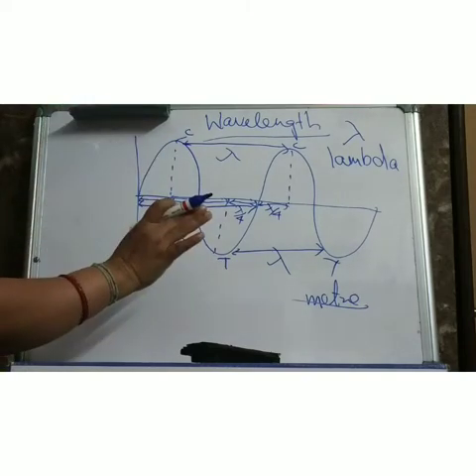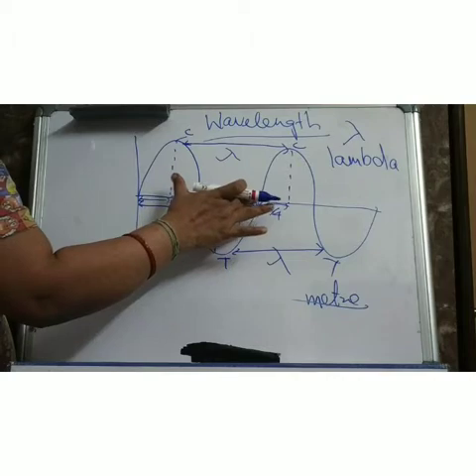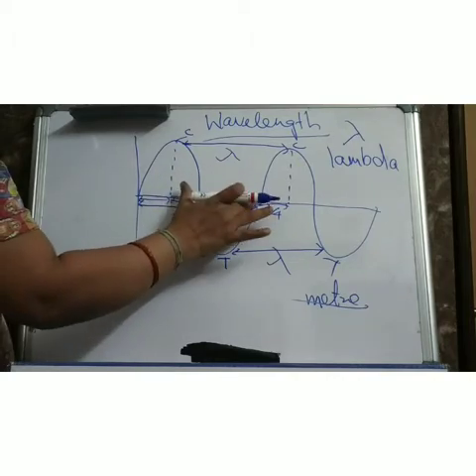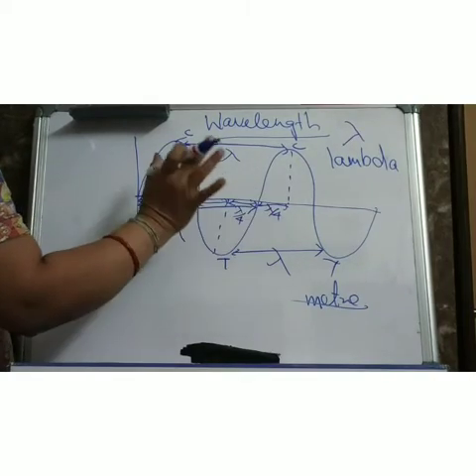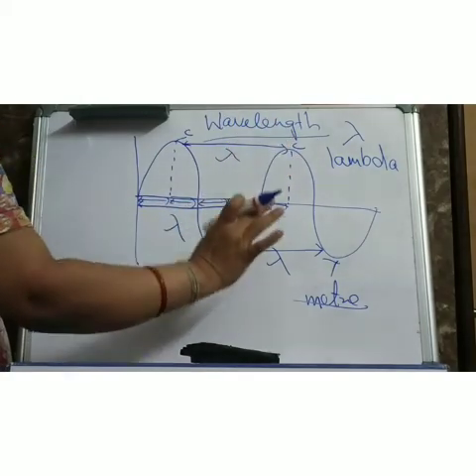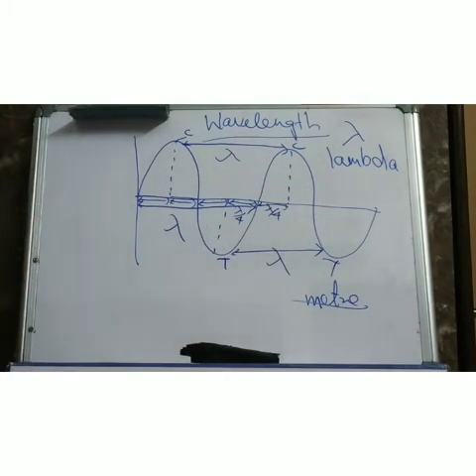So wavelength, what is lambda? It is the length of a wave from here to here. Length of a complete wave. We can measure like this, or we can measure from crest to crest or trough to trough. I think I am clear about wavelength.